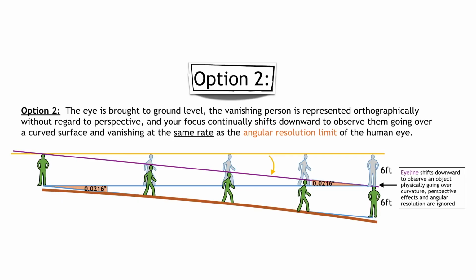So option 2 was we had the eye is brought to ground level. The vanishing person is represented orthographically without regard to perspective, and your focus continually shifts downward to observe them going over a curved surface and vanishing at the same rate. It just so happens to match the angular resolution limit of the human eye, and we will show that momentarily. So again, within this diagram, our eye line shifts downward. It must shift downward to observe an object physically going over curvature. Perspective effects and angular resolution are ignored.